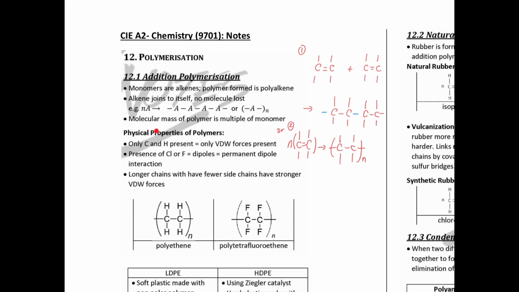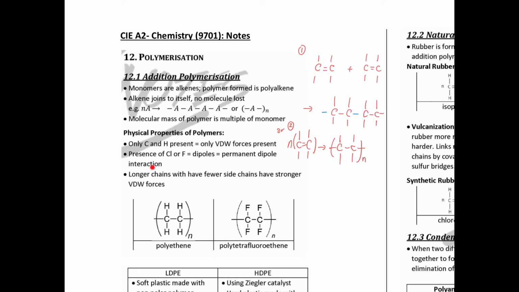Okay. Now, physical properties of polymers. Only carbon and hydrogen present. That means only van der Waals forces are present. So they are trying to say that there are no hydrogen bonds. The van der Waals forces are quite weak. So the induced dipole is there. The presence of chlorine or fluorine will make the polymers have dipoles. That means have delta negative and delta positive, so that we have permanent dipole interactions.